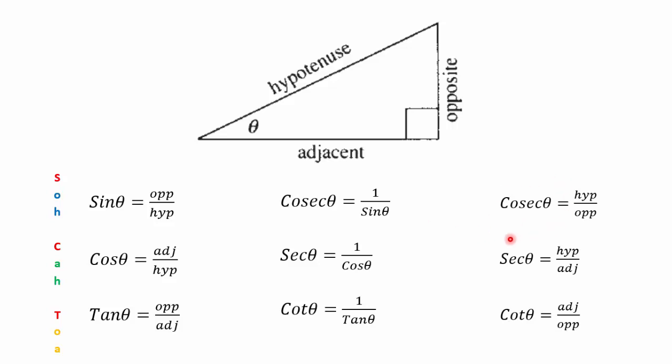So I can also write the cosecant as hypotenuse over opposite, which is just the original sine function upside down. Similarly, secant can be written as hypotenuse over adjacent, which is just the original cosine function flipped upside down. And cotangent can be written as adjacent over opposite, which is just the original tangent function flipped upside down.